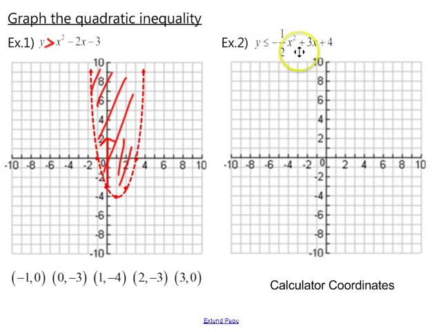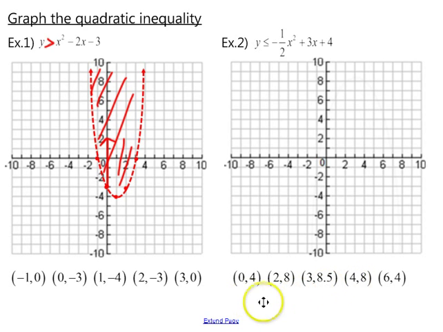So again, first you're going to start off by taking your quadratic, ignore the symbol for a second. You can just use the y equals on the calculator, put this equation in, and then you want to use your table to find integer coordinates. So when you do that, these are the coordinates you should get from the table on the calculator. So the first thing we want to do now is plot them on our graph. So we have (0, 4), (2, 8), and then I know it's not an integer, but I took (3, 8.5) because that's going to be the vertex. And then we have (4, 8) and (6, 4).